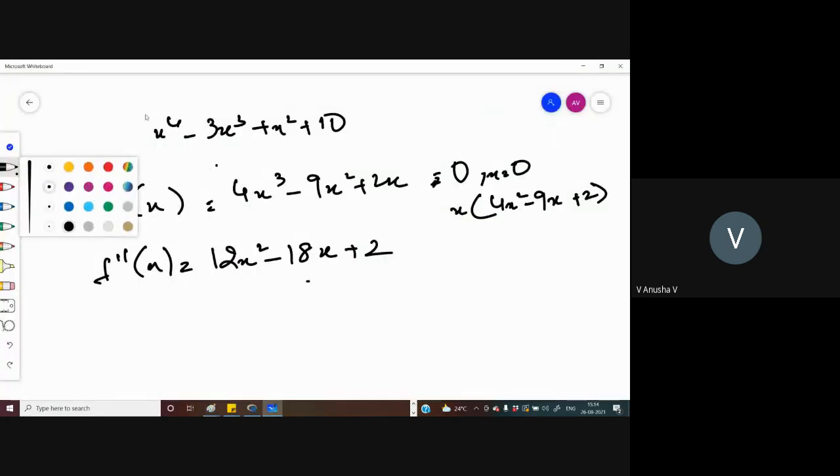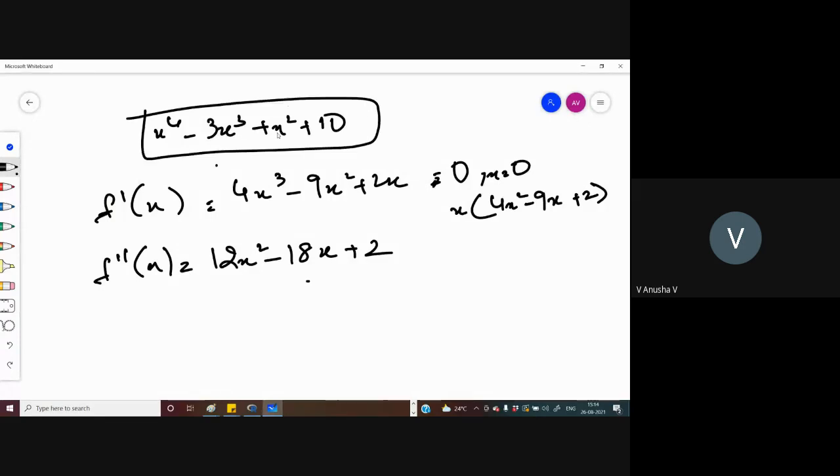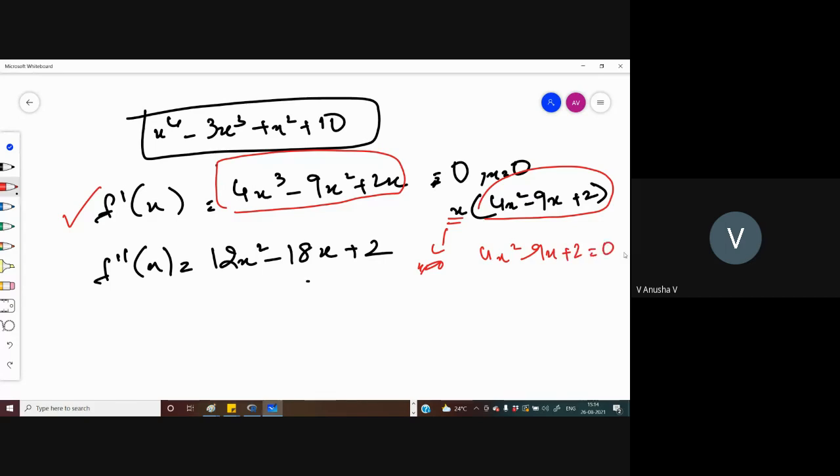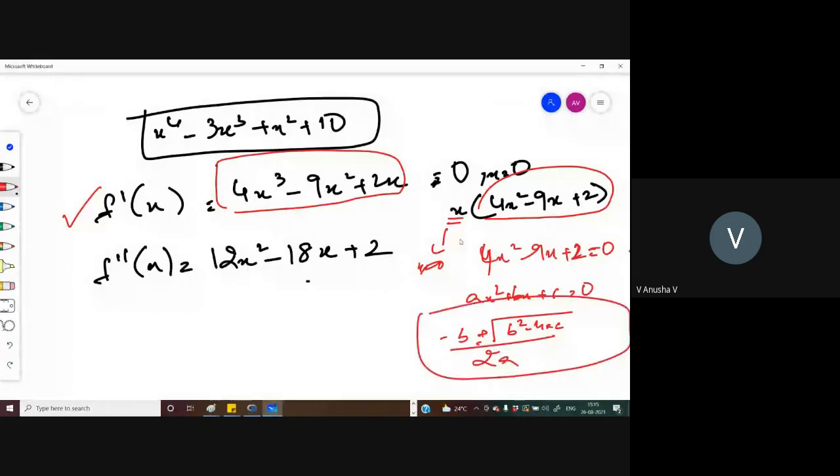Yeah, so I was saying about this one. x^4 minus 3x^3 plus x^2 plus 10. So the first order f'(x), I found it out. If you equate it to 0, you will get the stationary points. So x equals 0 will be one of the stationary points. And now this is the other equation: 4x^2 minus 9x plus 2 equals 0. You can find the roots of this equation using the formula minus b plus or minus square root of b^2 minus 4ac, by 2a. Using this you can do, or else you can do back substitution.